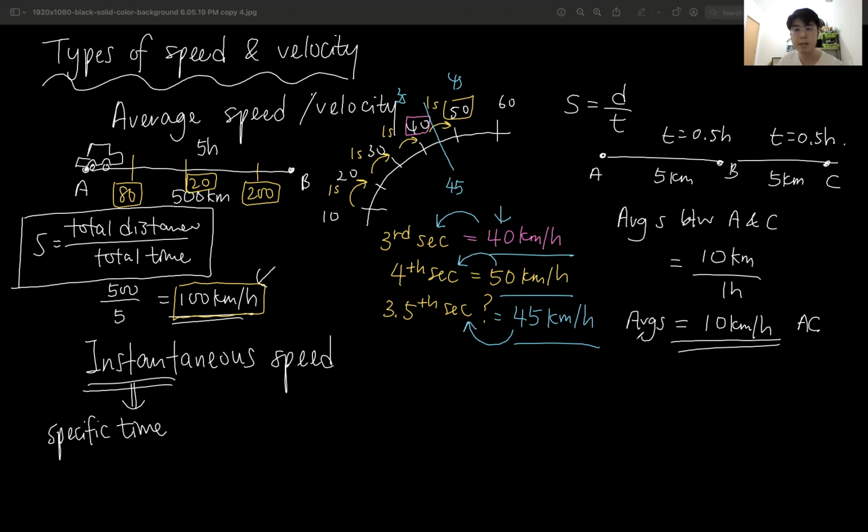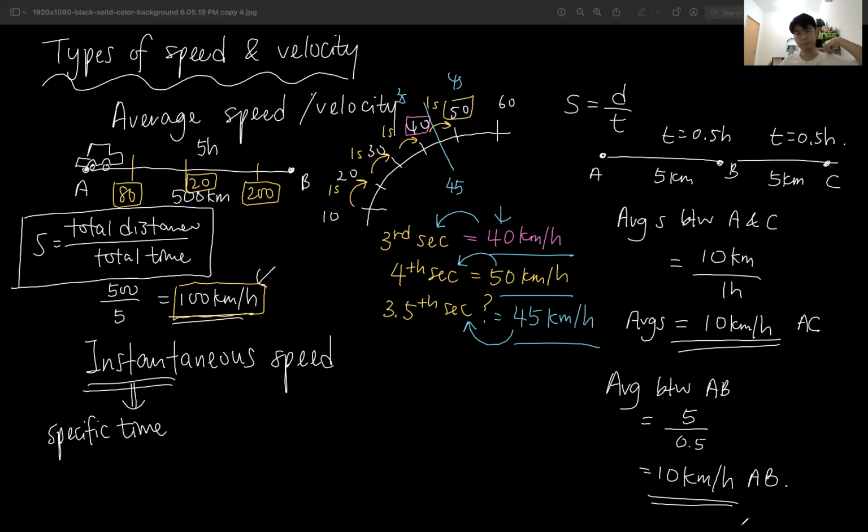Okay, so look, I can find A and B. Average speed between A and B is how much? Equals to distance 5 divided by time 0.5. 5 divided by 0.5, we get 10 kilometer per hour. Again, this is the average speed between A and B. So it depends on 你拿两个 point. Okay? 如果他叫你找 average speed between 这个 point 跟那个 point,那你就一定要拿 total distance 除以他的 total time.